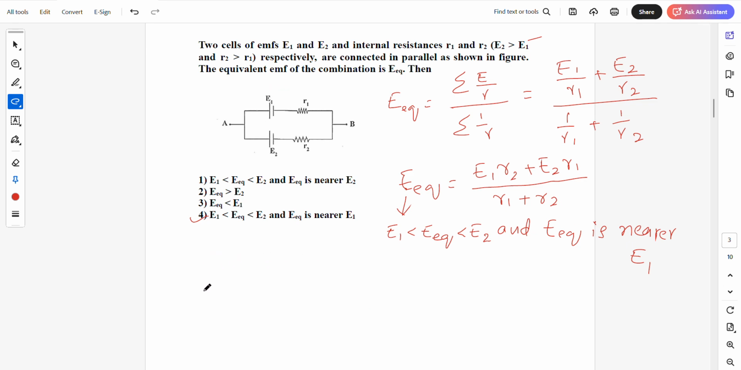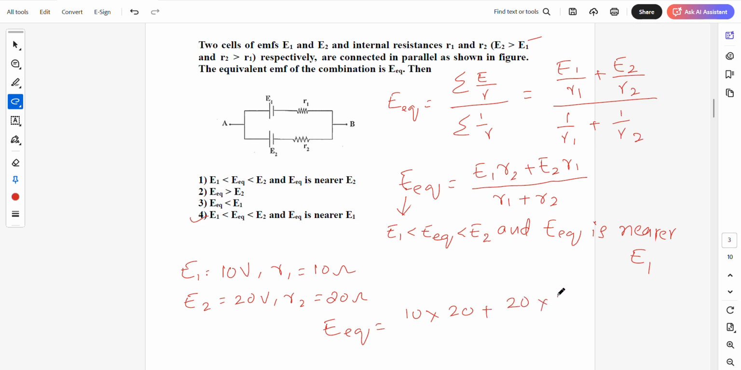For example, if I take R1 as 10 ohms, E1 as 10 volts, E2 as 20 volts, because E2 is greater than E1, and R2 is 20 ohm. How much will the equivalent be? Use this formula. E1 is 10, 10 into R2 which is 20, plus E2 which is 20 into R1 which is 10, divided by 10 plus 20.